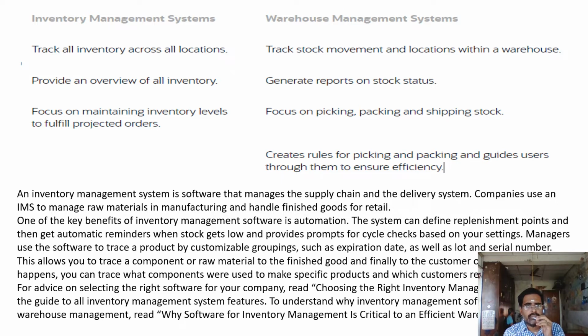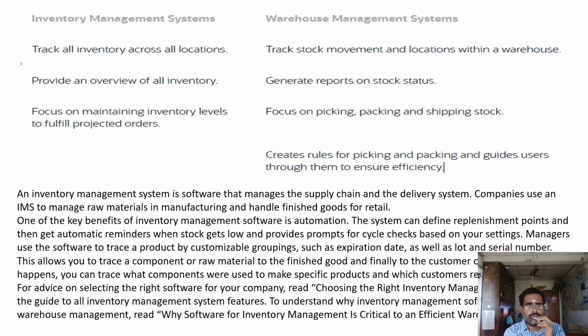Companies use an IMS to manage raw materials in manufacturing and handle finished goods for retail. One of the key benefits of inventory management software is automation. The system can define a replenishment point, then give automatic reminders when stock gets low and provide prompts for cycle checks based on your settings.